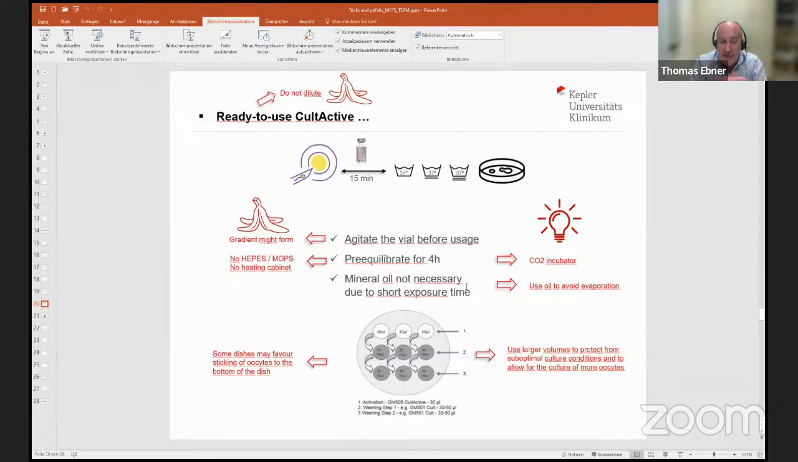create a gradient, so that you have the ionophore at the bottom of the bottle and maybe the culture media on the top of the bottle. And then definitely there will be no effect. So please stir it a little bit before you use it. It's also recommended to pre-equilibrate it for 4 hours.